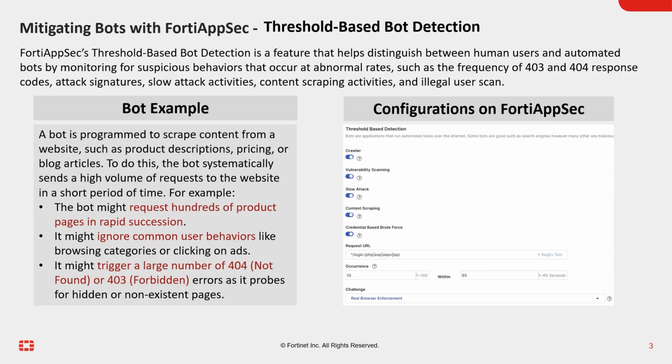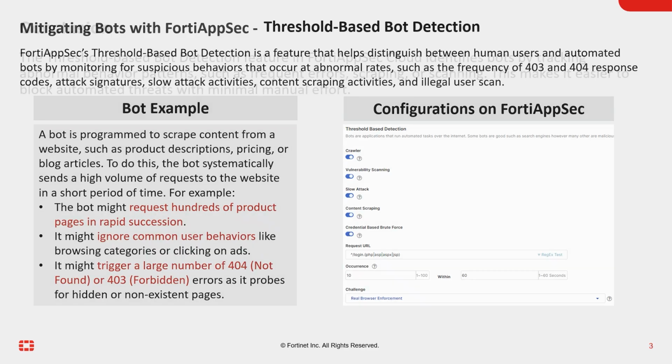You can configure FortiAppSec to monitor the rate of specific behaviors and compare them to predefined thresholds, such as the occurrence of certain behavior within a certain time. Once FortiWeb identifies the bot's behavior as exceeding the defined thresholds, it can take action to block or challenge the bot.